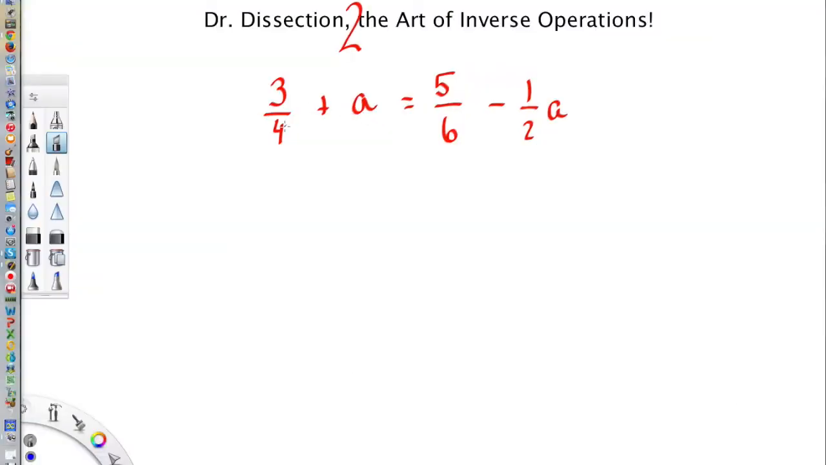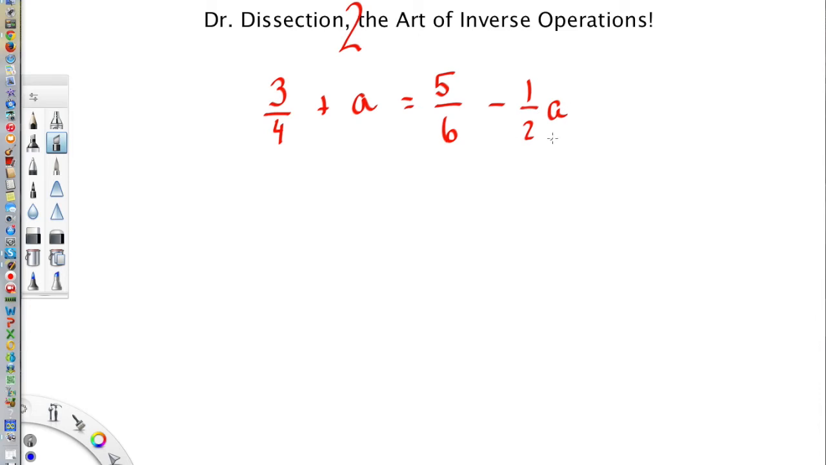Okay, let's do a little dissection here. Here comes a patient that's really messed up. I think we got a patient here that's in pieces because I have a variable on both sides. Okay, this challenge problem is a little tricky, but we can handle it. The goal is to isolate the variable, and right now we have the variable on both sides. Well, we need to get it on one side.